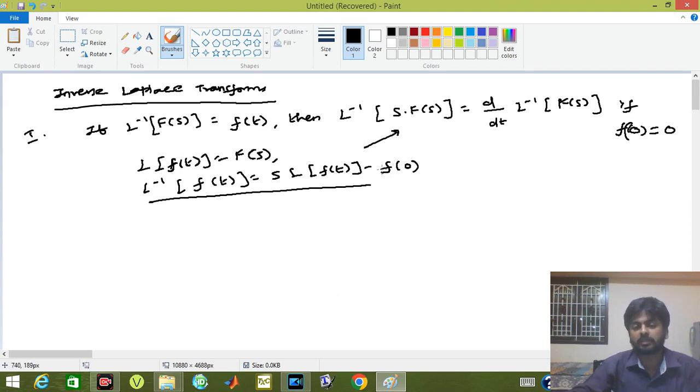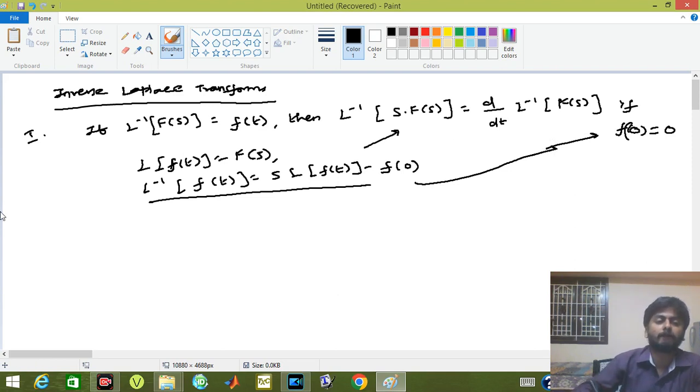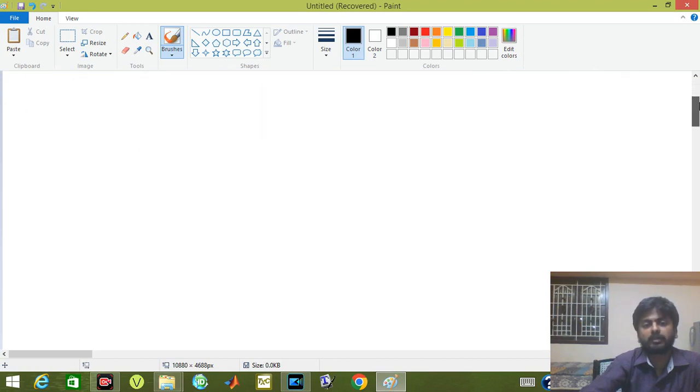Here we are having an additional term of f of 0. That f of 0 should be 0 to apply this structure. This is your first structure. Okay, so under this structure we are going to see some problems. Okay, so keep in mind what is your first structure. I am writing it again here.